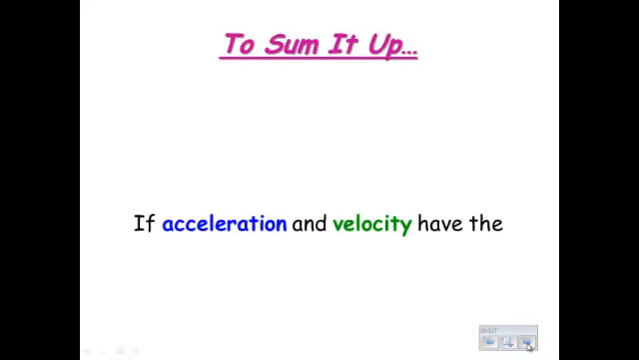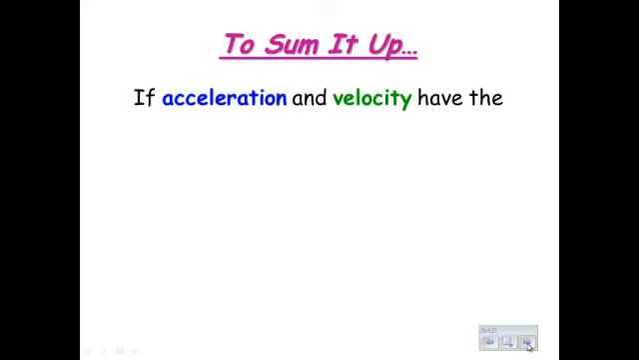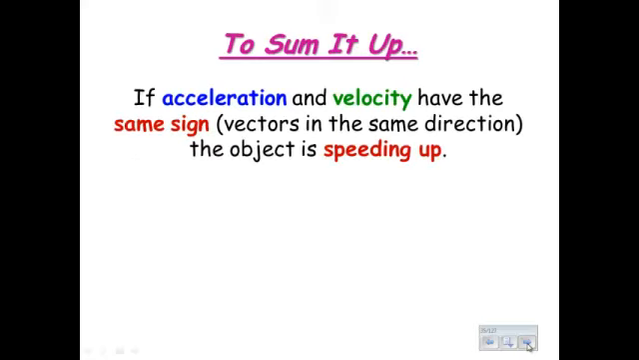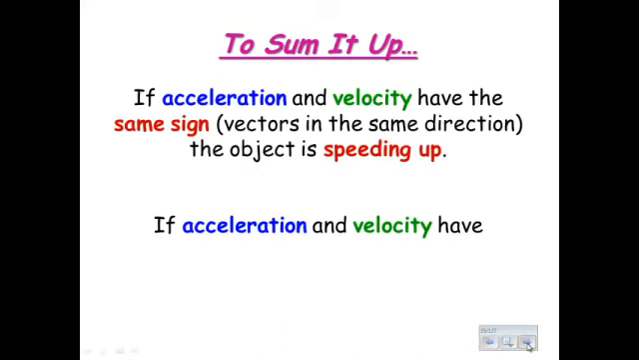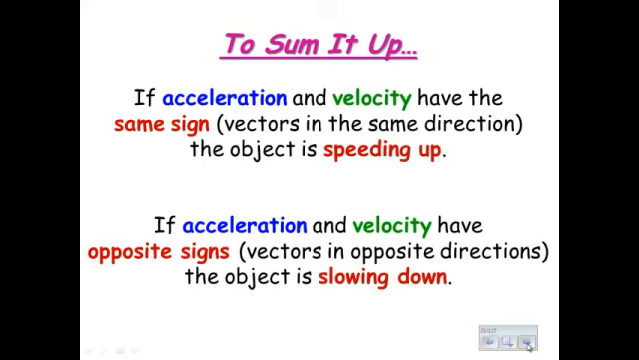To sum it up, repeating what I just said, if acceleration and velocity have the same sign, the vectors are in the same direction, you must be speeding up. However, if they have the opposite sign, positive or negative, opposite directions, that means that your object is slowing down. And don't forget, you can also be accelerating by changing directions. There are 3 different ways you can be accelerating. You can be speeding up, slowing down, or changing direction.